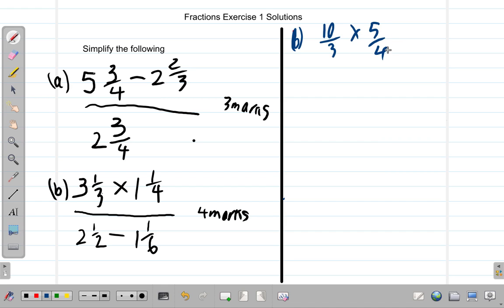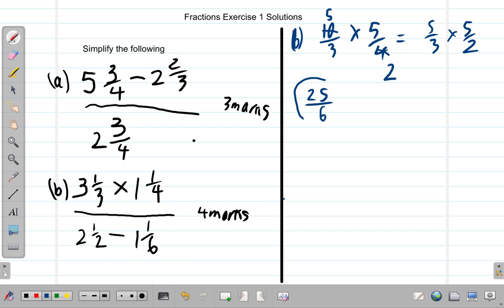Instead of dealing with these big numbers, let us simplify, cancel down. How many 2's do you have in 4? There are 2 2's in 4. How many 2's do you have in 10? There are 5 2's in 10. So this becomes 5 thirds multiplied by 5 halves. So 5 times 5 is 25, divided by 3 times 2, which is 6. Remember what to do when you multiply fractions: numerator by numerator over denominator by denominator. So up top we have 25 sixths.